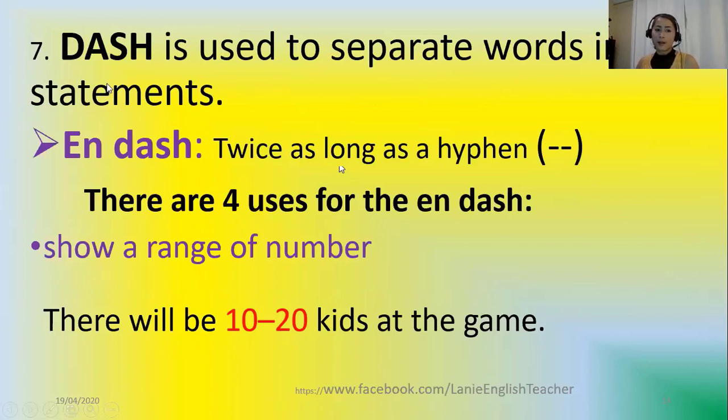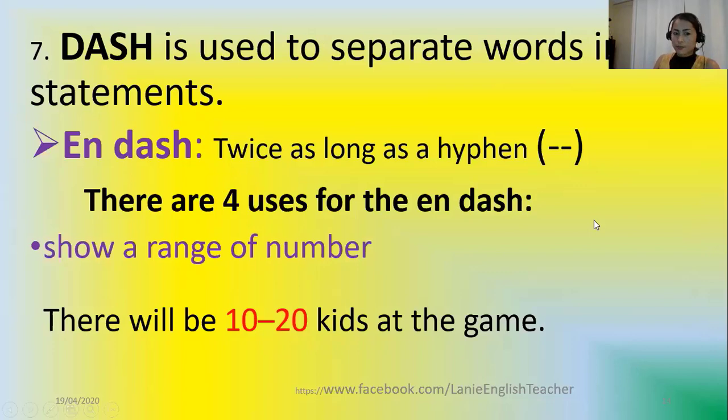Next punctuation mark is a dash. A dash is used to separate words into statements. Actually, there are two kinds of dash. First, we have the N dash and the other one is the M dash. Let's talk about the N dash first. The N dash is twice as long as a hyphen. As you can see, its width is about the width of the letter N. So actually there are four uses of the N dash.